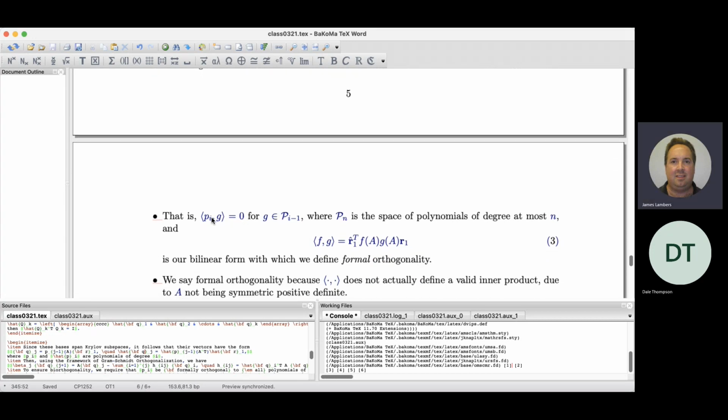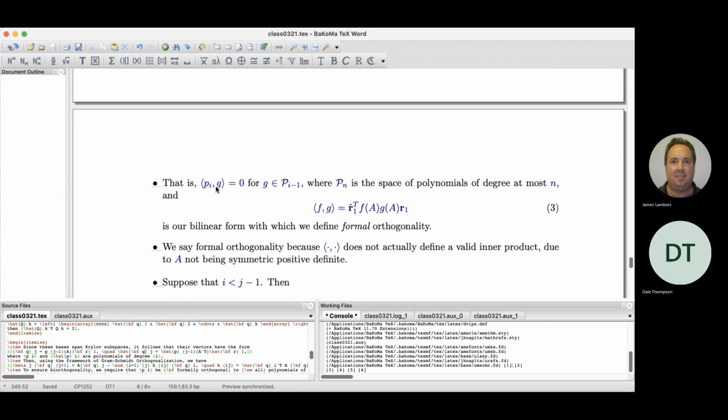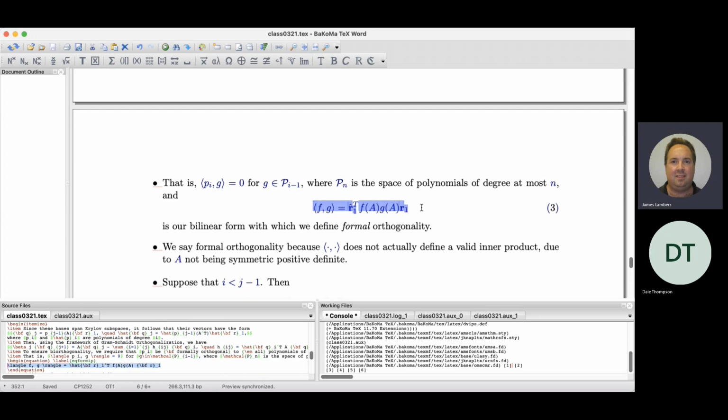So this is the inner product in question, that I've defined right here. We have R1 here and R1 transpose here, and A is a general square invertible matrix. And because A is not symmetric positive definite, this would not satisfy all the properties of a valid inner product. For example, making sure that the inner product of any vector or function with itself is a non-negative real number. That's not guaranteed here.